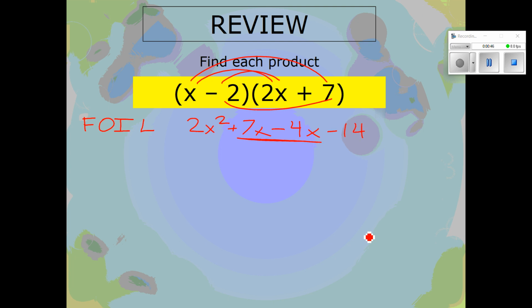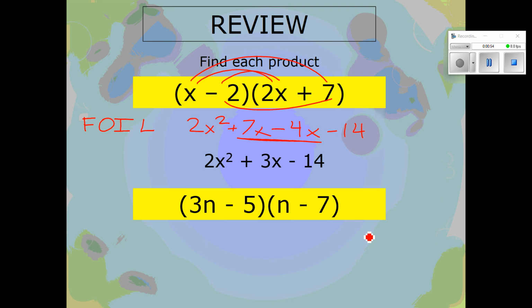When we do this, we're always going to find like terms that we need to combine. So our final answer would be 2x squared plus 3x minus 14. One more example. Again, we're going to start with our first terms. Multiplying 3n times n would be 3n squared.